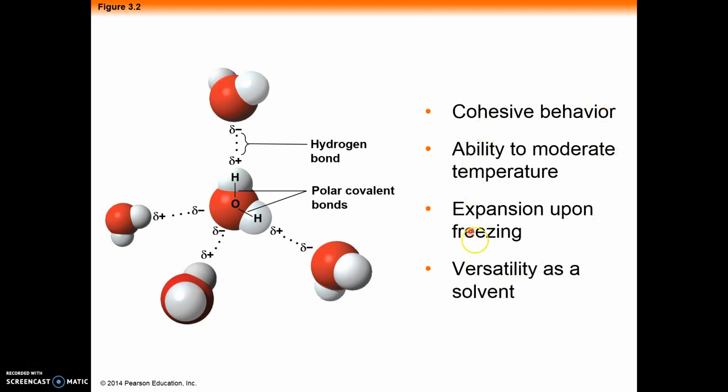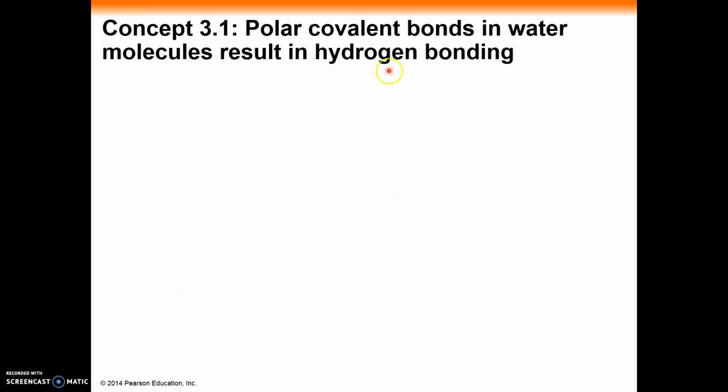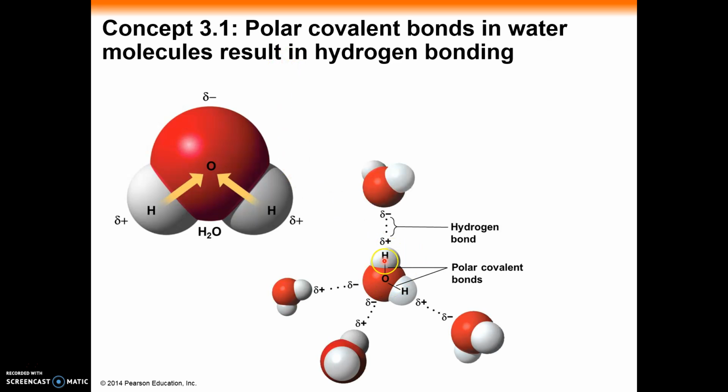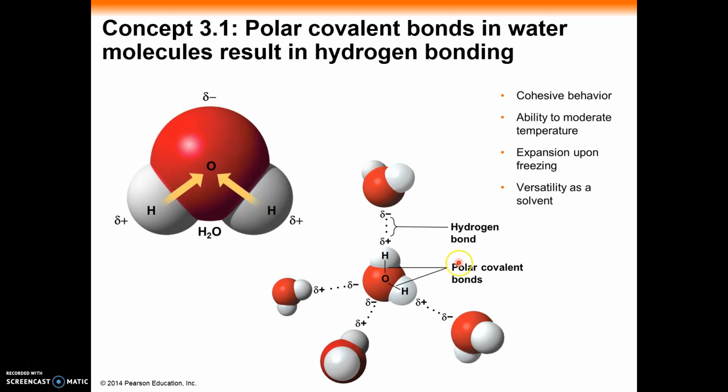Now, I don't expect you to understand all 4 of these. We will discuss these in concept 3.2 individually and go into much more detail. So again, polar covalent bonds in water molecules result in hydrogen bonding. That hydrogen bonding produces these overall effects of cohesive behavior, moderating temperature, expansion on freezing, and acting as a really good solvent.